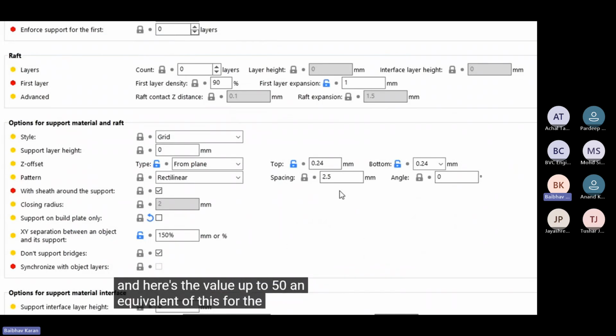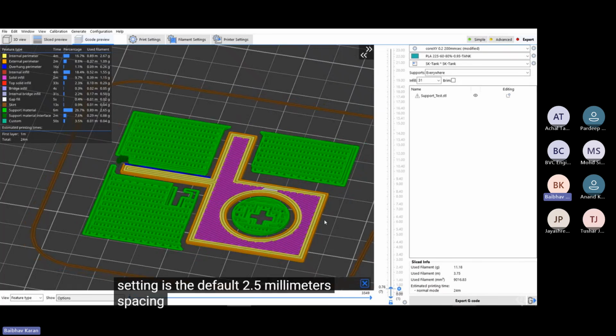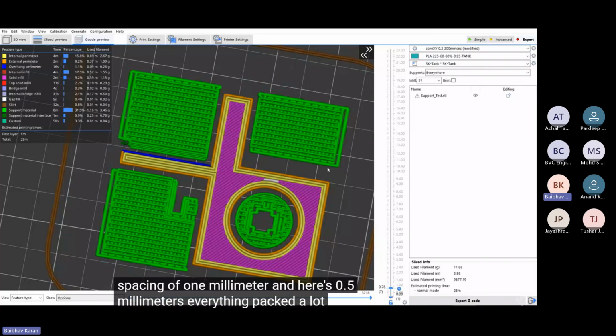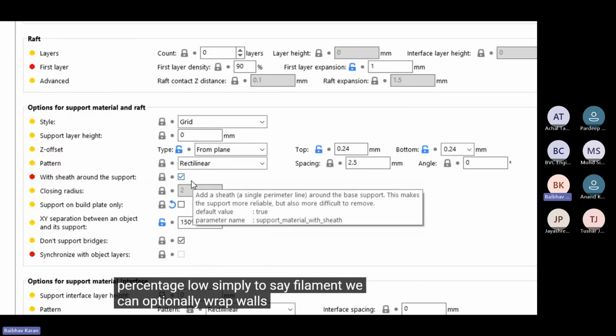An equivalent of this for the software derived from Prusa Slicer is a spacing setting. Here's the default 2.5mm, spacing of 1mm, and here's 0.5mm, everything packed a lot tighter. Some particularly intricate prints might need this density increased, but for most prints you can leave the percentage low simply to save filament. We can optionally wrap walls or a sheath around the outside of our support.